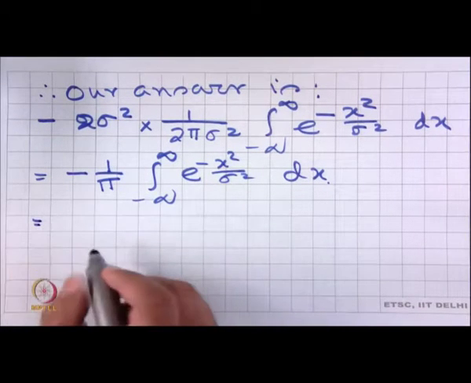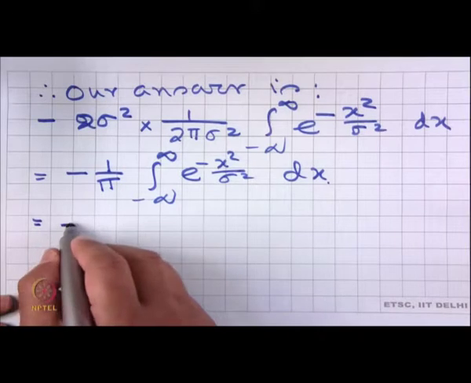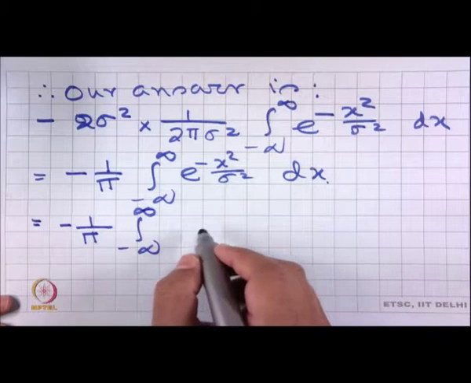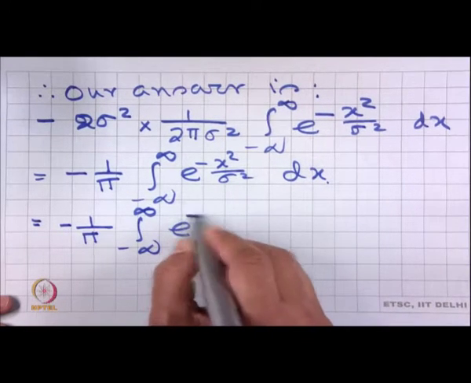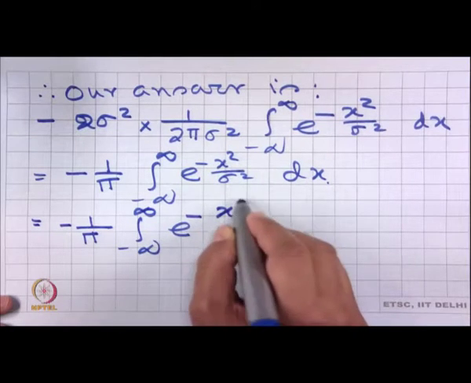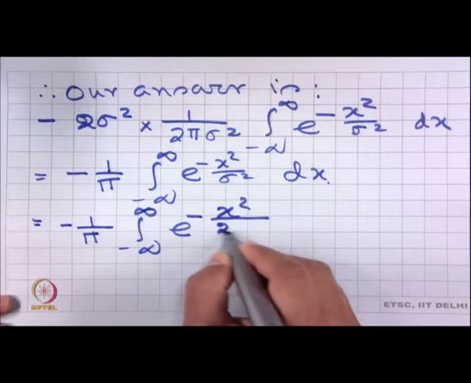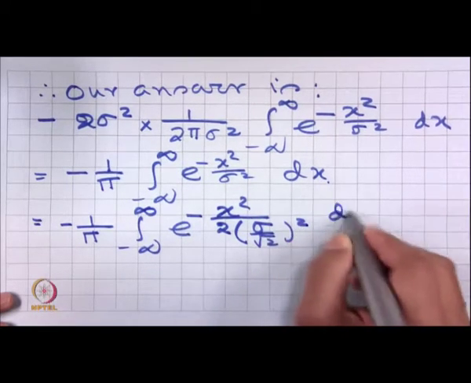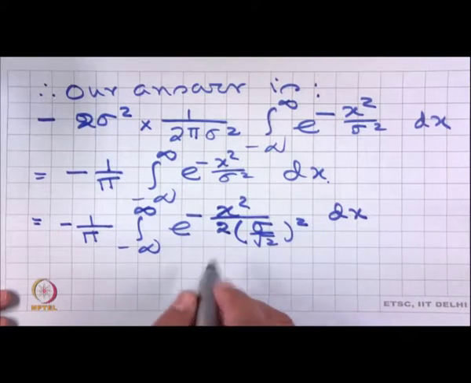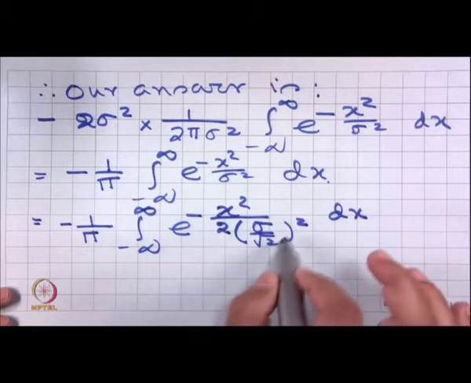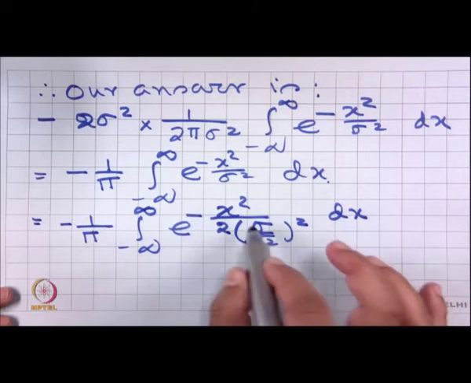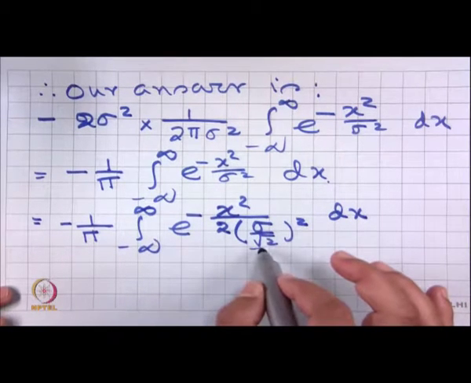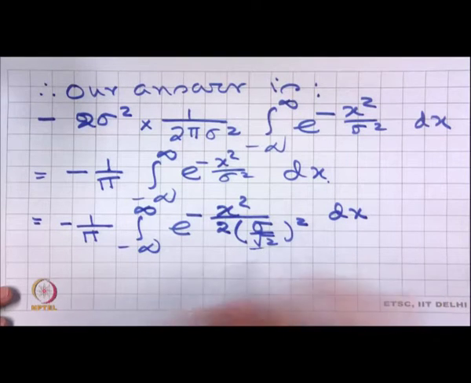That is equal to minus 1 upon pi times the integration from minus infinity to infinity of e to the power minus x square upon 2 into (sigma over root 2) whole square, dx. Why did I do it? I wanted to bring it into the 2 sigma square form, and therefore I multiplied by 2 and divided by 2, and when I put it inside the square it becomes sigma over root 2. What is this?